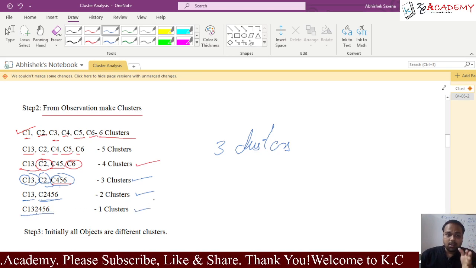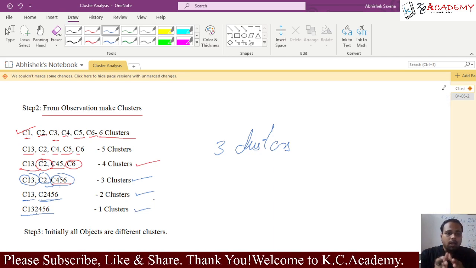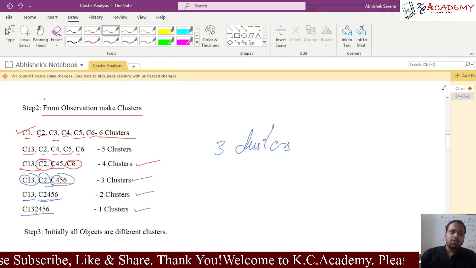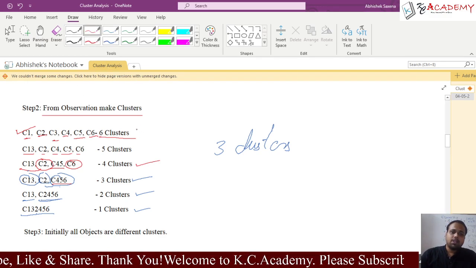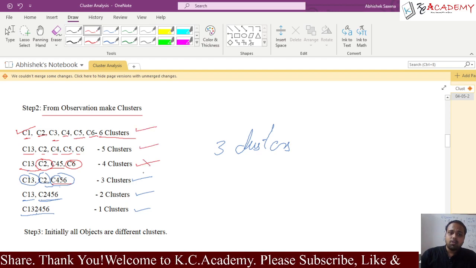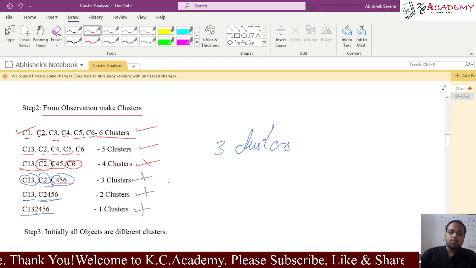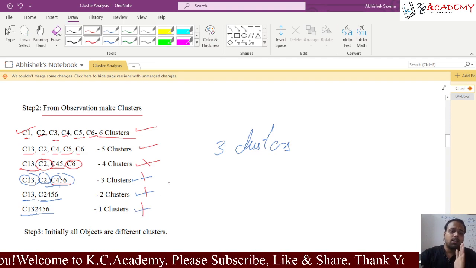From the start, what we are doing is combining the data one by one. First we have 6 points, then 5 points, then 4, then 3, then 2, then 1. Step by step, we are combining the data to obtain only a single cluster.